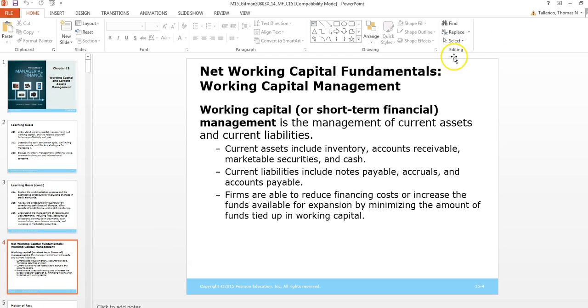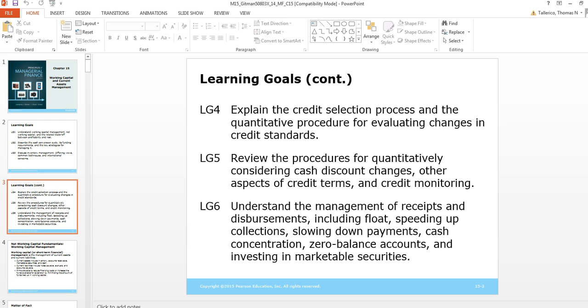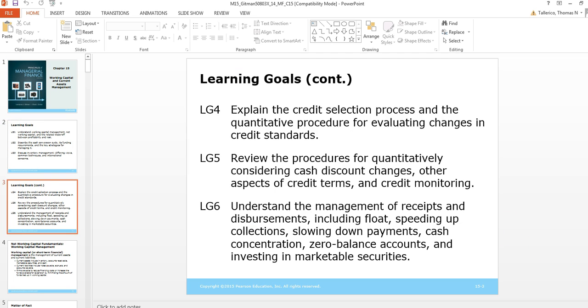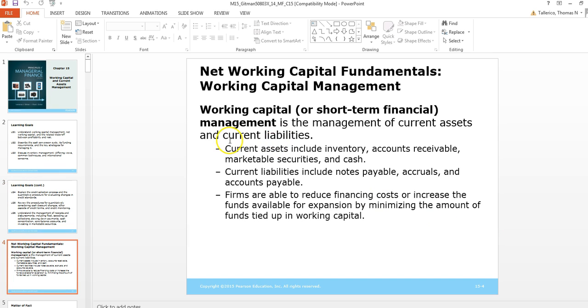Well, hello everybody. I'm looking at chapter 15 a little bit, and just so everybody knows where we are, we're going to be doing chapter 15, working capital and current asset management here. There's a couple of things we have to know right off the bat. The term working capital is also known as short-term financial management, and that manages current assets and the current liabilities.